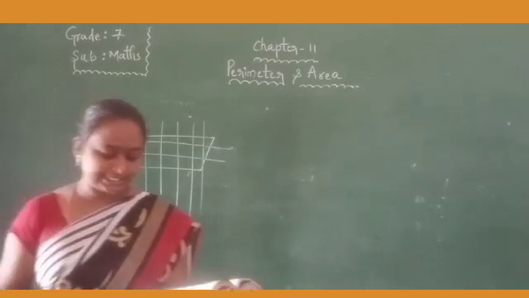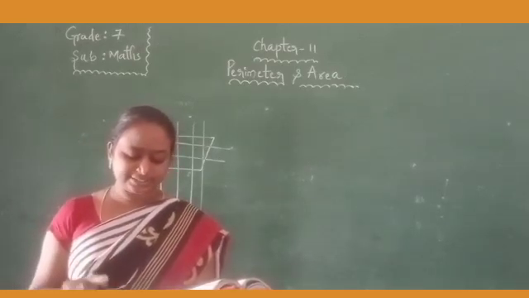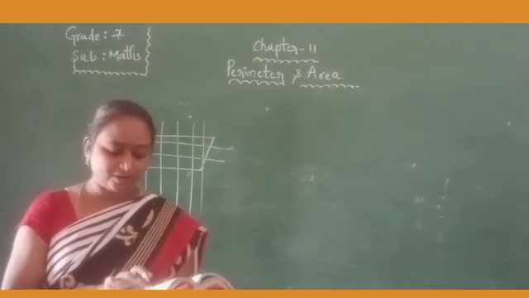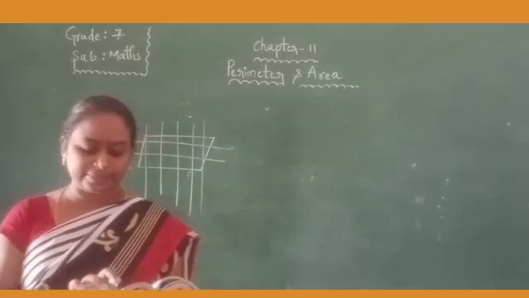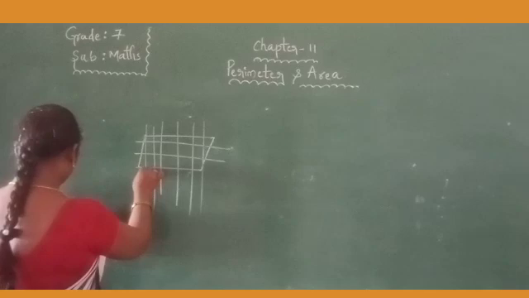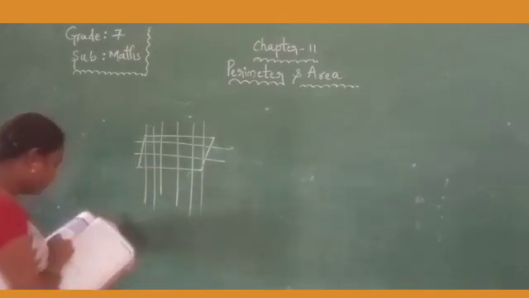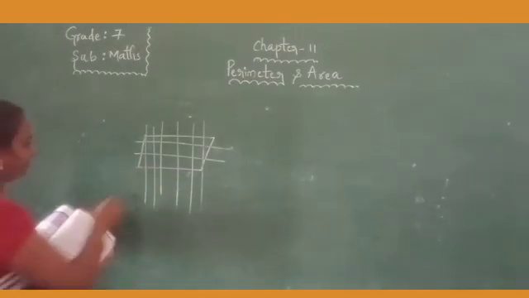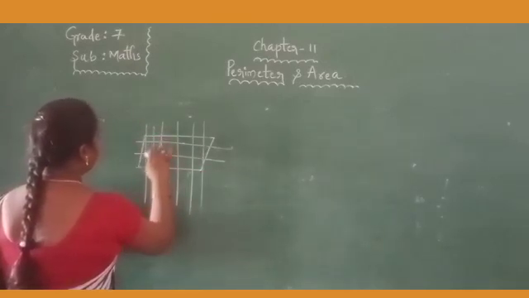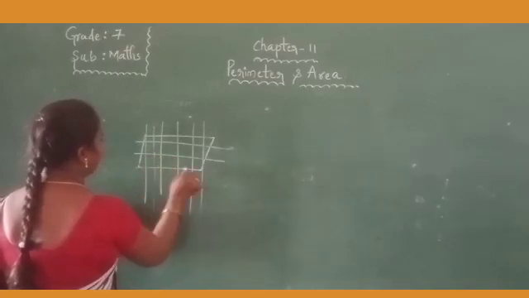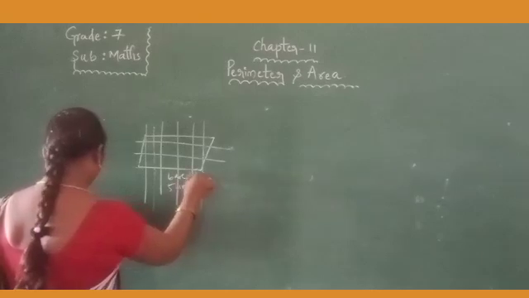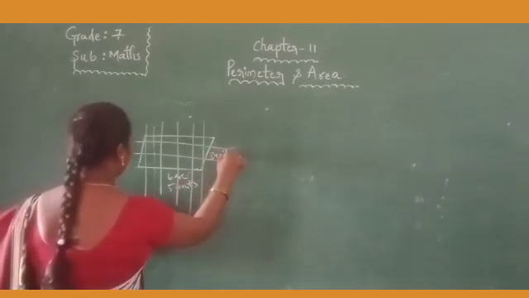Here, see, the base is 5 units. How do we consider that base? Count the square boxes. The base means the downside. In the textbook, 1, 2, 3, 4, 5. So 5 square grids are given. So this is the base. The base is 5 units and the height is 3 units.